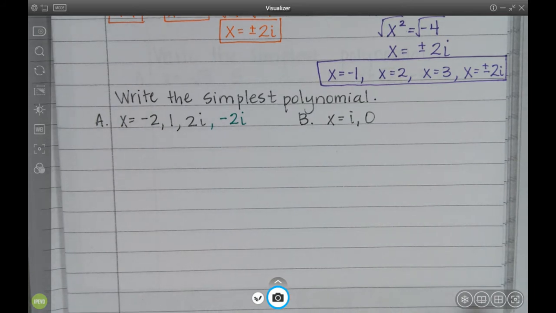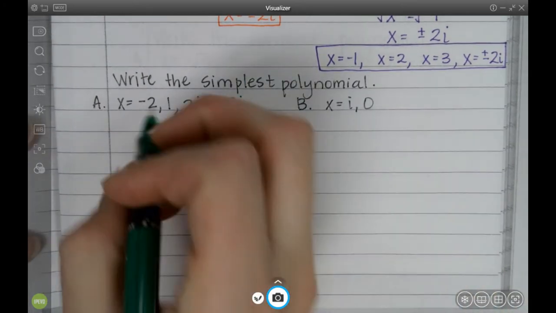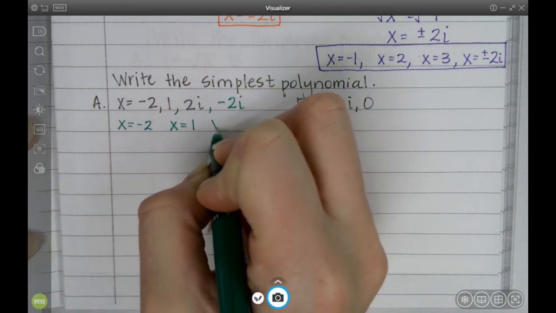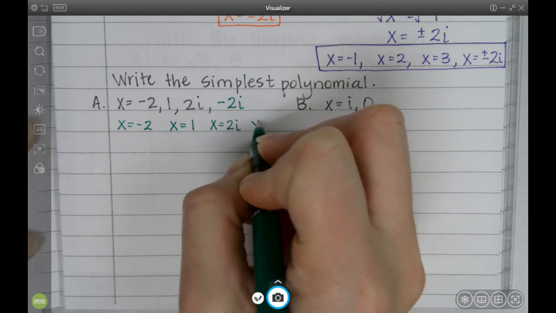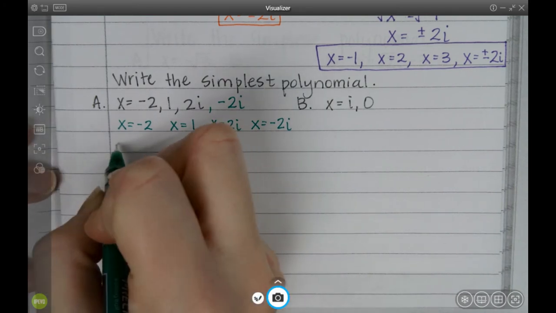Okay, then we're going to write our polynomial just like we did whenever we didn't have an i. So we're going to set x equal to each one of our solutions, and then set each one equal to 0.